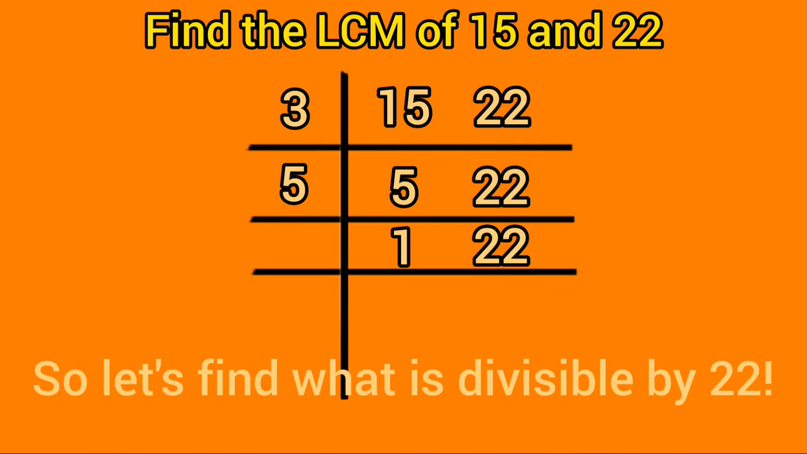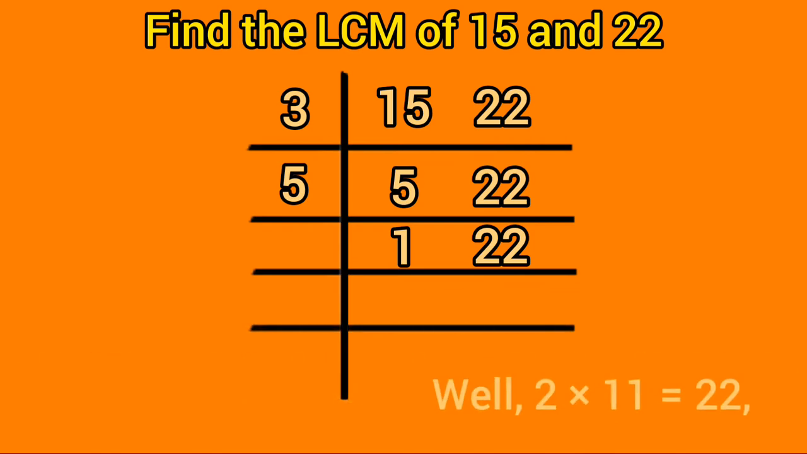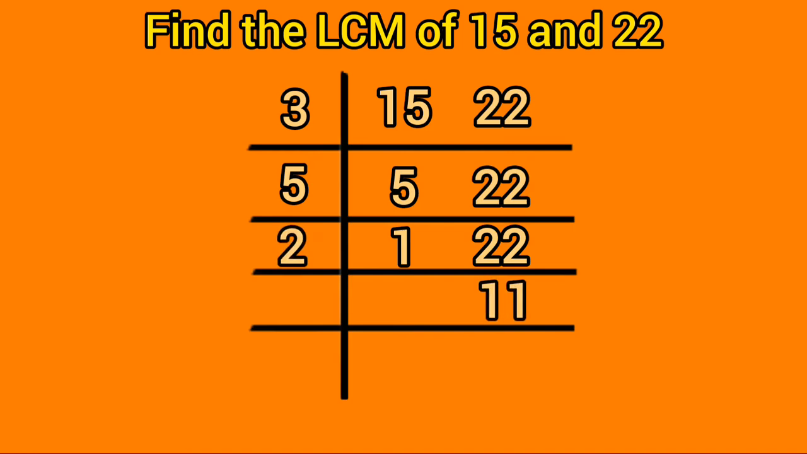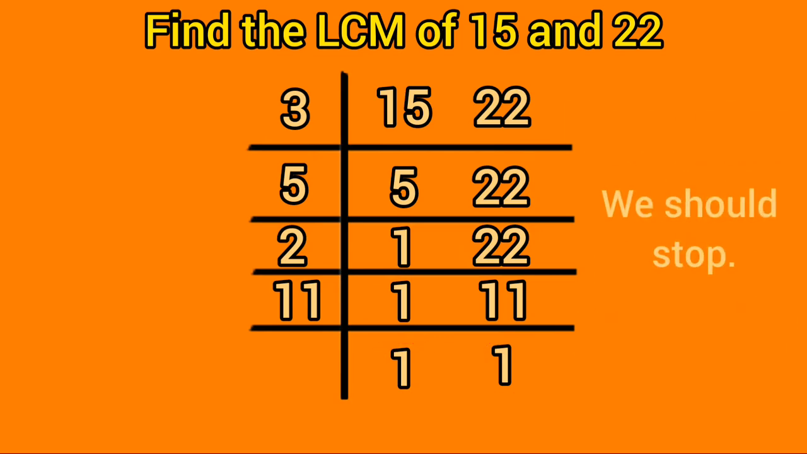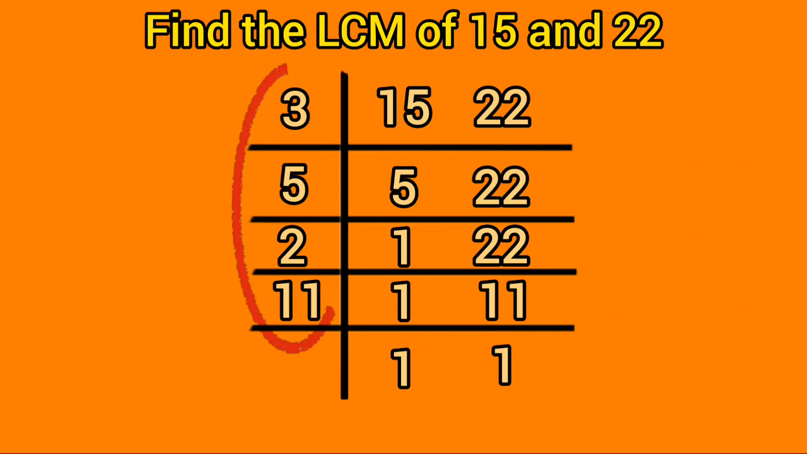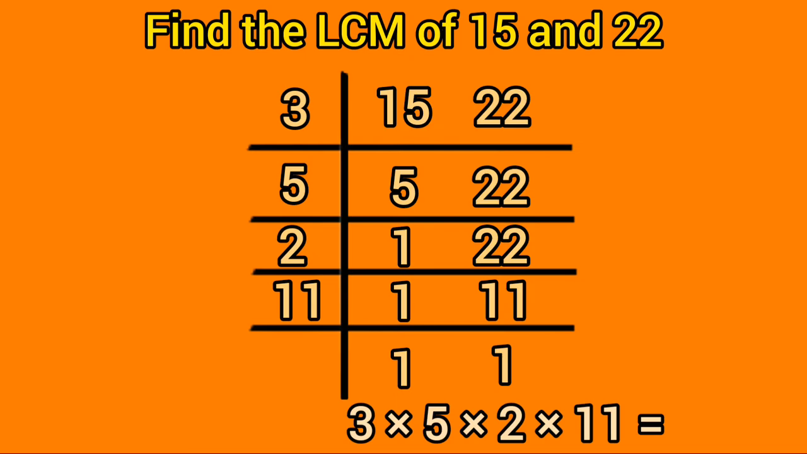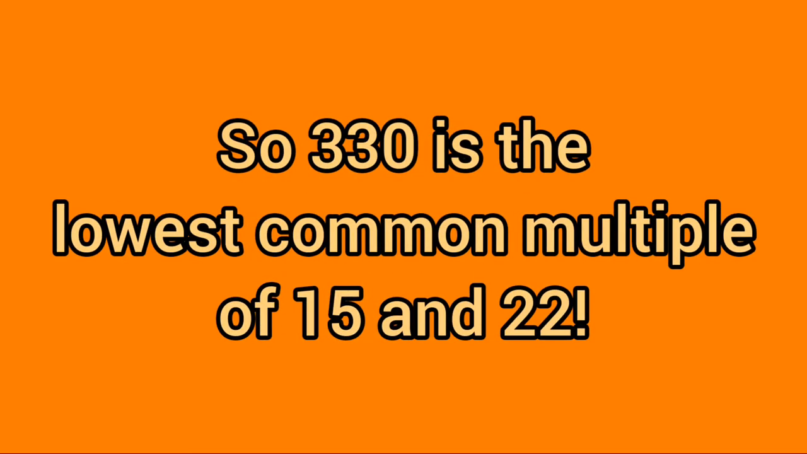So let's find what is divisible by 22. Well, 2 into 11 is equal to 22. So keep 2 here and keep 11 below. Keep 1 as it is. Next 11 into 1 is equal to 11. So write 11 here and write 1 below. Now since both the numbers became 1, we should stop. Now write down all these numbers and multiply them all. 3 into 5 into 2 into 11 is equal to 330. So 330 is the lowest common multiple of 15 and 22.